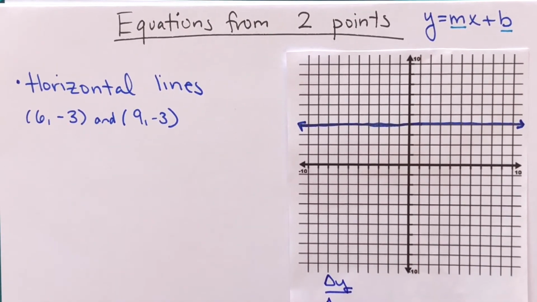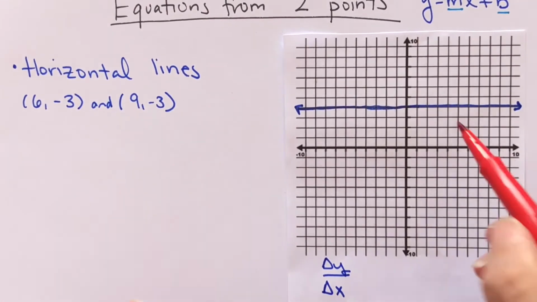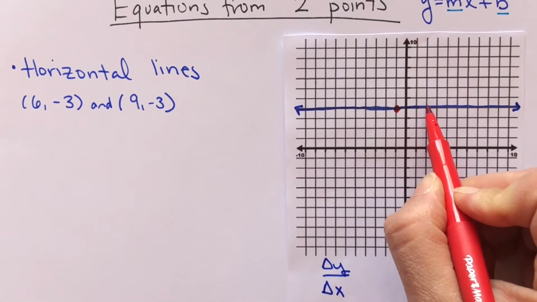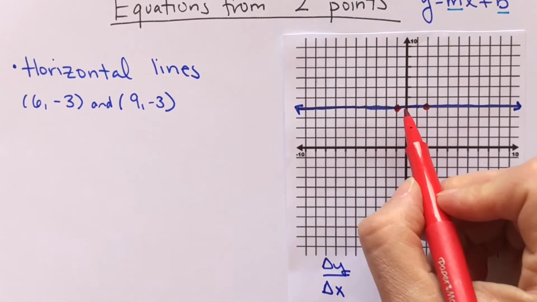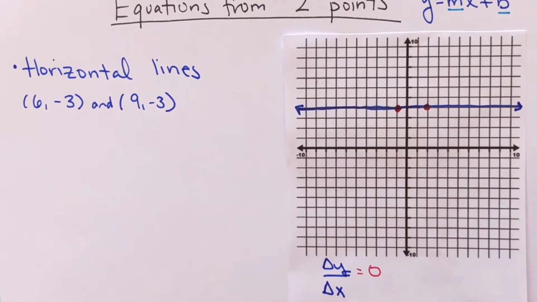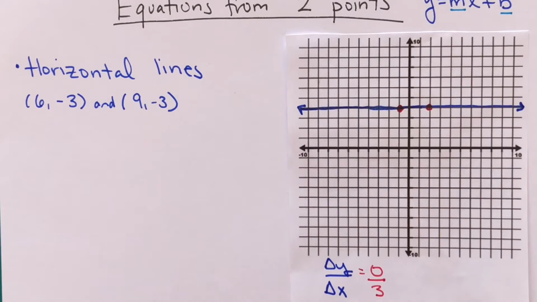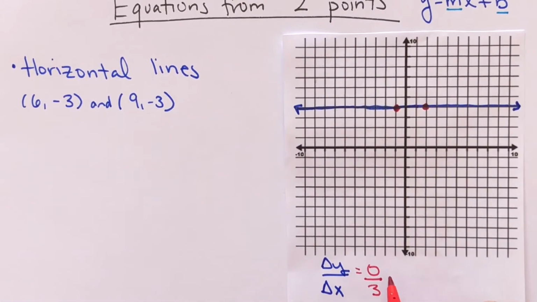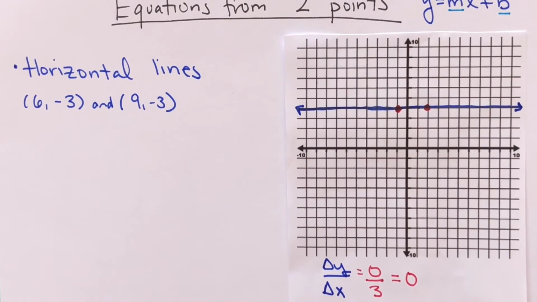So let's just pick 2 points on this line that we can use to calculate slope. Pick this one and this one. So the change in y between those 2 points is 0, and the change in x between those 2 points is 3. Well, 0 divided by 3 is 0, so indeed the slope of that line is 0. So the slope of any horizontal line is 0.